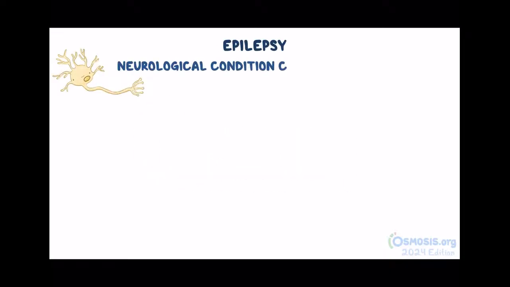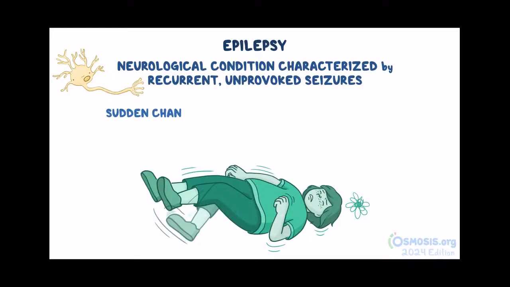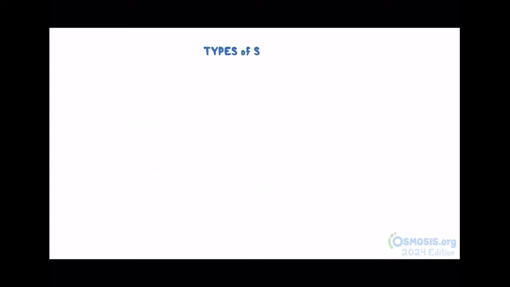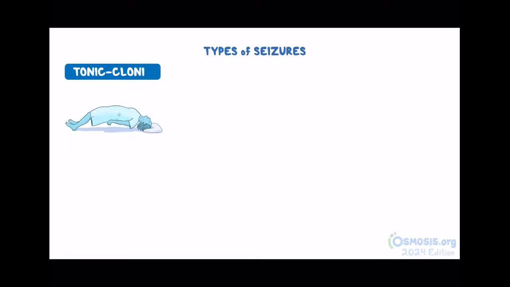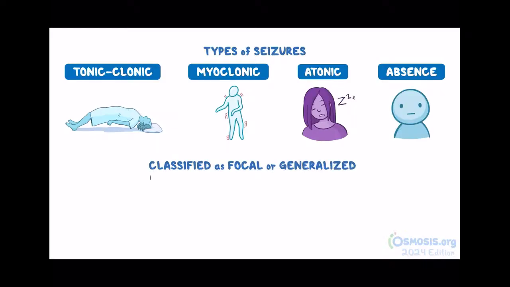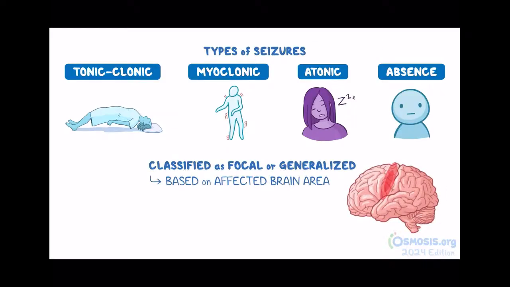Epilepsy is a neurological condition characterized by recurrent, unprovoked seizures, which refer to sudden changes in the brain's electrical activity that can result in various clinical manifestations, including convulsions and loss of consciousness. Now, there are several different types of seizures, including tonic-clonic, myoclonic, atonic, and absence seizures. All seizures can be classified as focal or generalized based on the affected brain area.